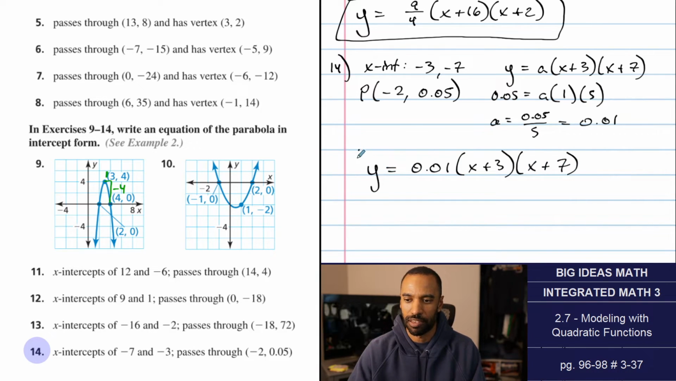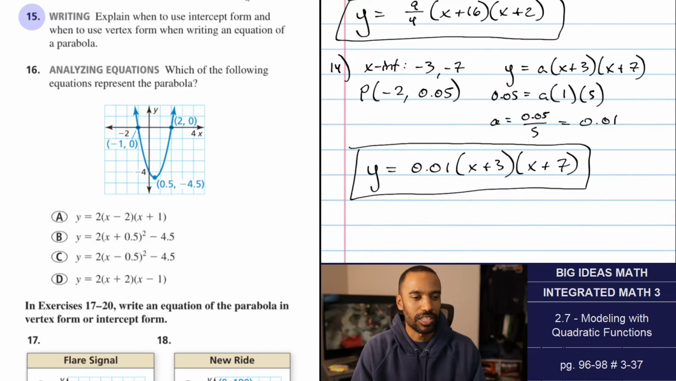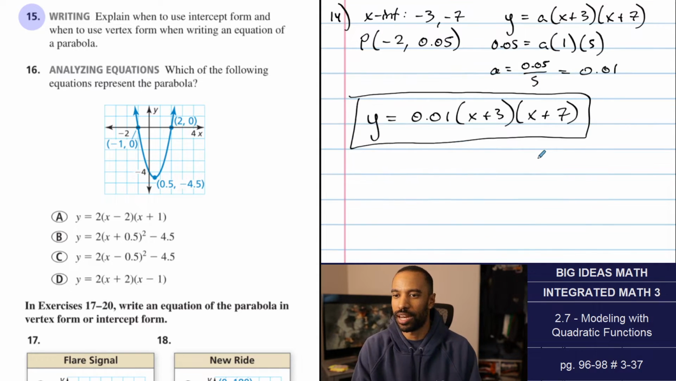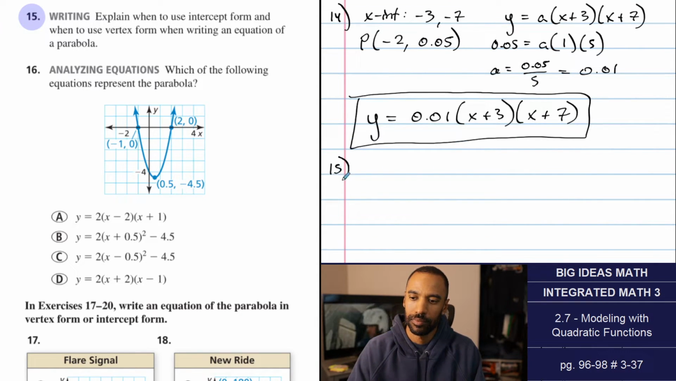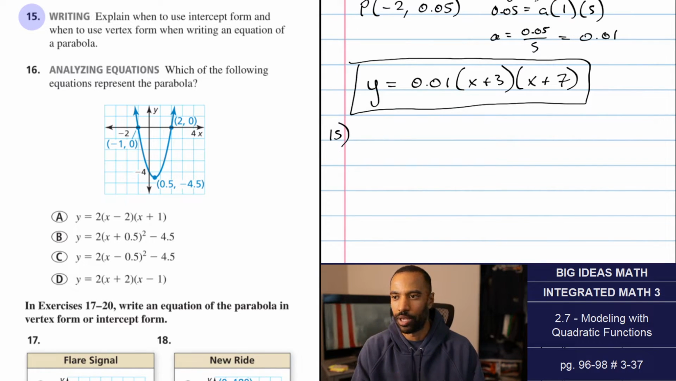You might have written the x plus 7 first because you probably copied the problem down correctly, or as they had it written. All right, let's keep moving forward. Let's look at number 15 on writing. Explain when to use intercept form and when to use vertex form when writing an equation of a parabola.